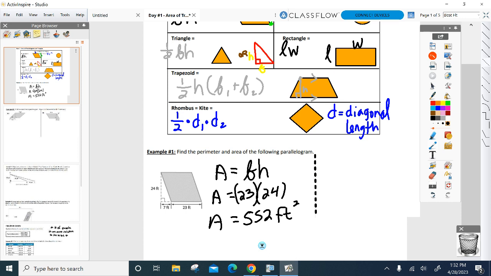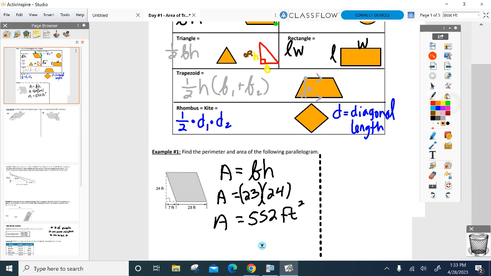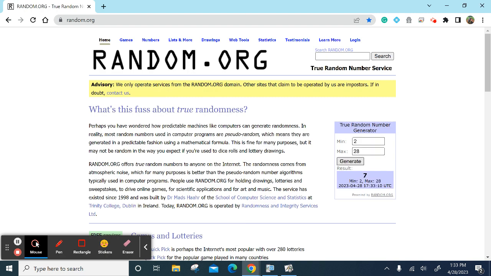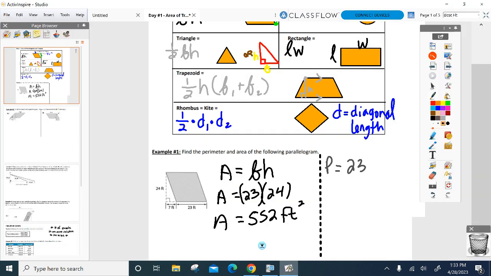All right, now let's go to perimeter. Now we got to do a little extra work. Perimeter, all sides added up. The only side I know is 23. What about another side? Okay, 7 and 24 aren't part of the parallelogram. They're not side lengths. Perimeter, all 4 sides added up. What about that side? 23. How do we know it's 23? Property of a parallelogram. Opposite sides congruent.